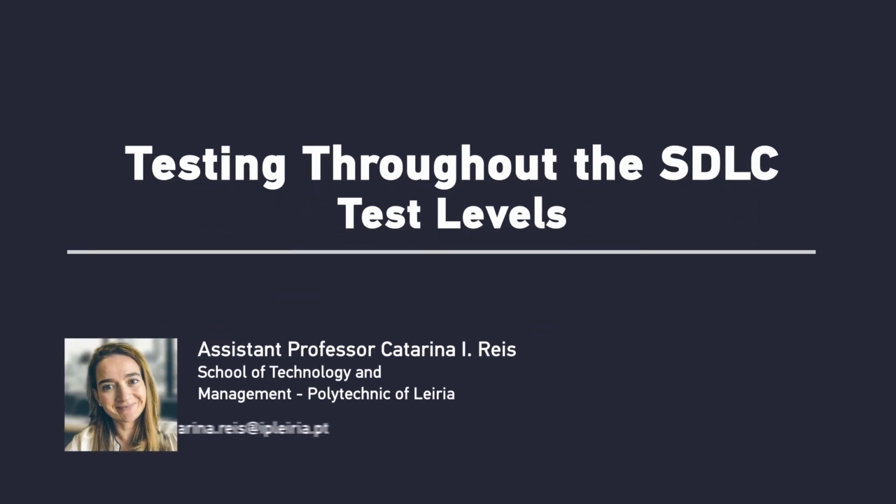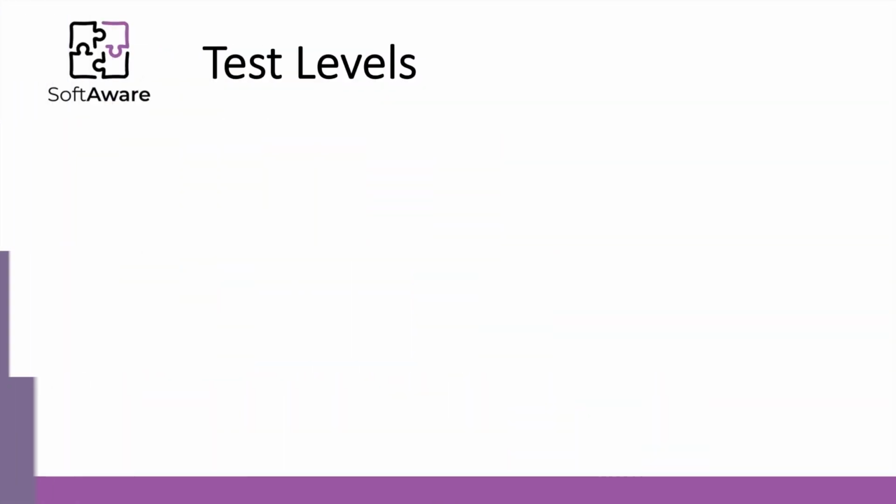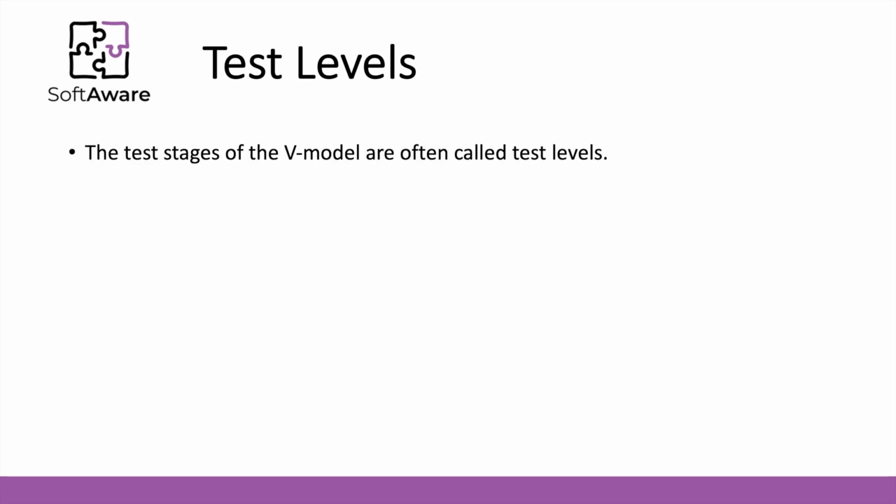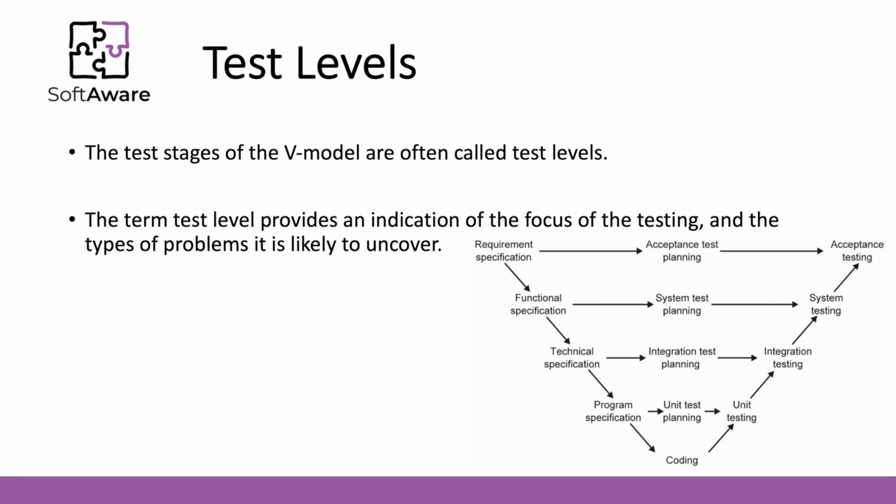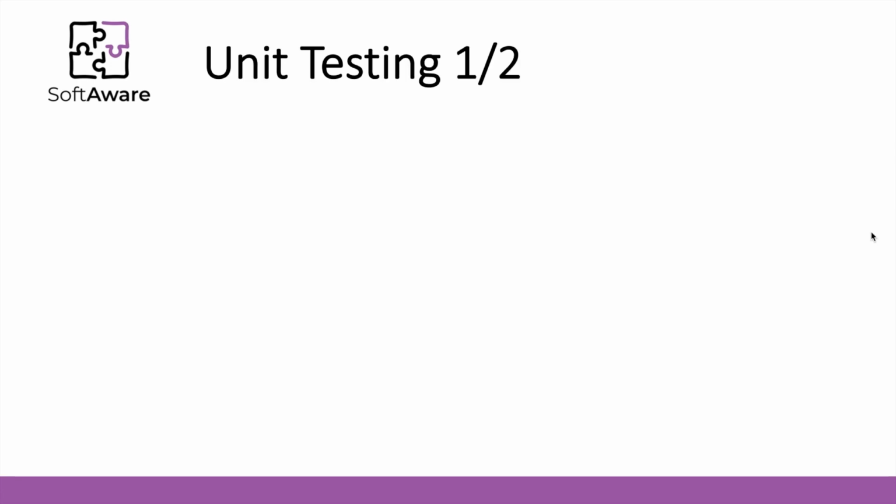Regarding the test levels, ISTQB defines the test stages of the V model as the test levels for the base categorization. This provides an indication of the focus of the testing and the types of problems it is likely to uncover. Typical tests include unit testing, integration testing, system testing, and acceptance testing. Unit testing is the testing of individual software components.